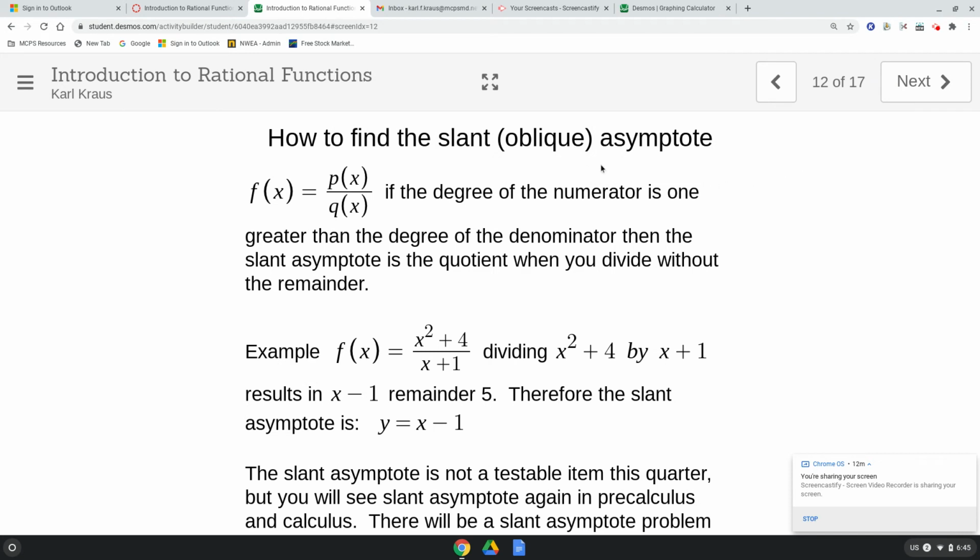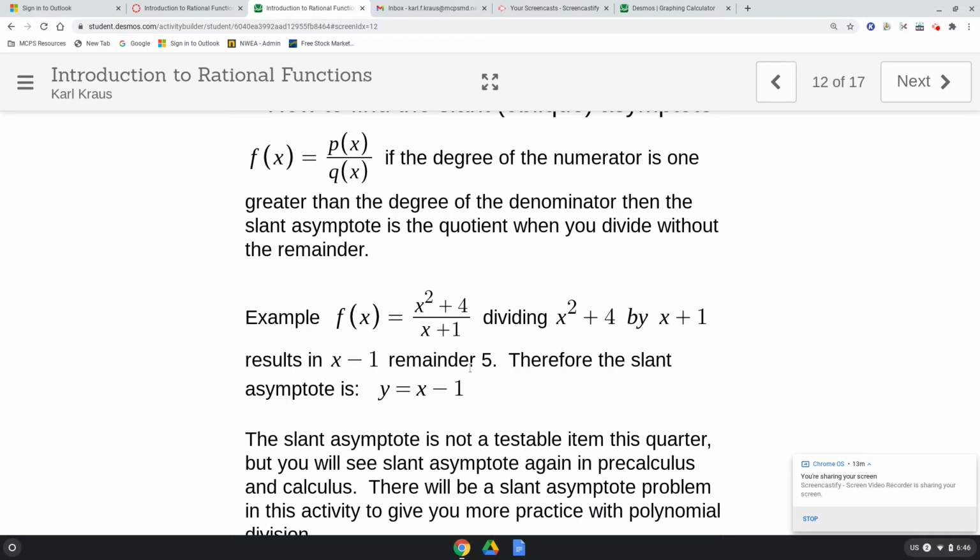How do you find the slant or oblique asymptote? If p of x over q of x is equal to f of x, and the degree of the numerator is 1 greater than the degree of the denominator, then the slant asymptote is the quotient when you divide, without the remainder. So if I divide x squared by x plus 1, the result is x minus 1 remainder 5. Therefore, the slant asymptote is just this, y equal x minus 1.